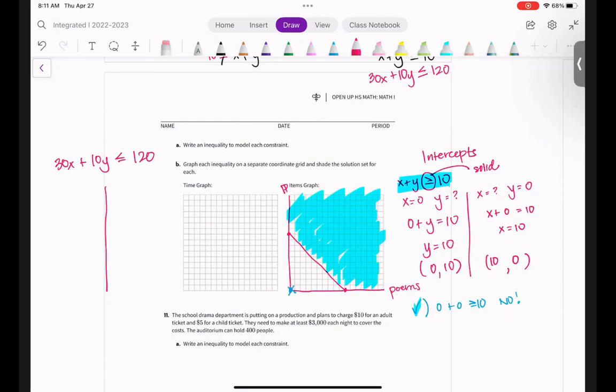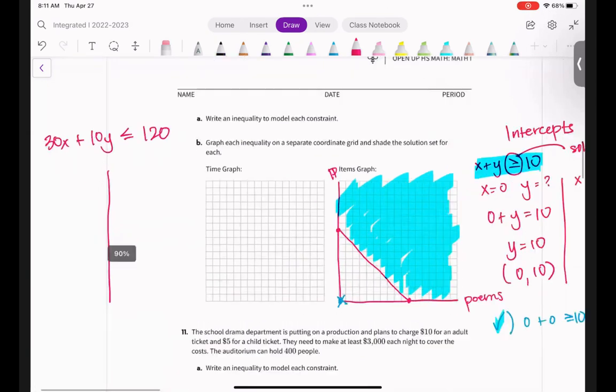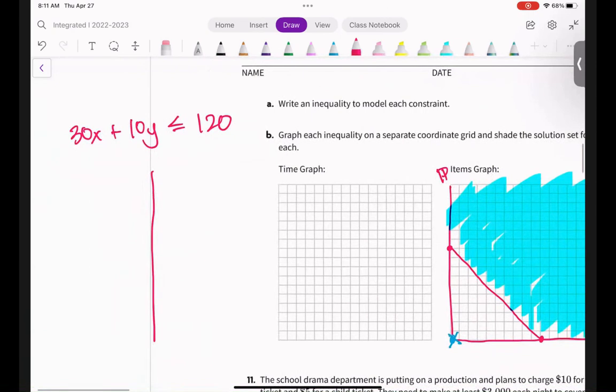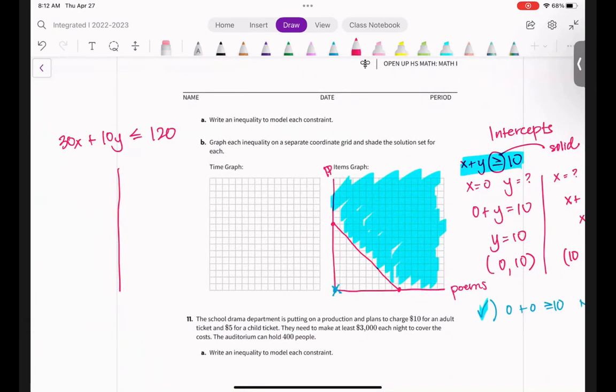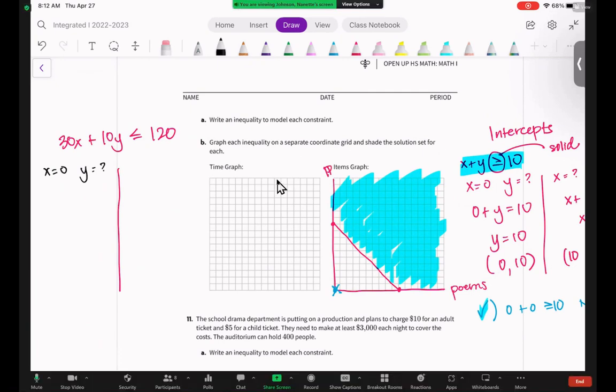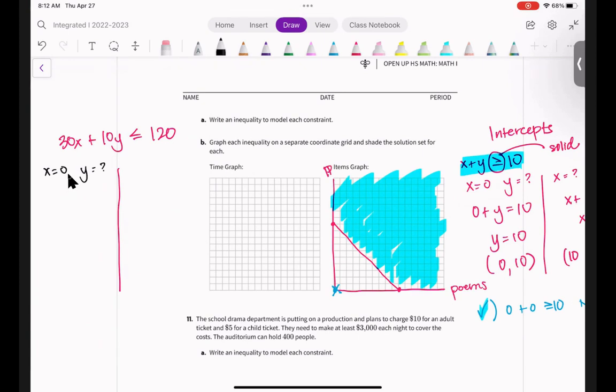Okay, so for this one, could you do it a little slowly? Yeah. So the very first thing that I'm going to do is I'm going to say x is equal to 0, and I'm going to plug it in. So I'm really trying to find out what y is. So do that right now. Take your equation and plug in 0 when you see x.